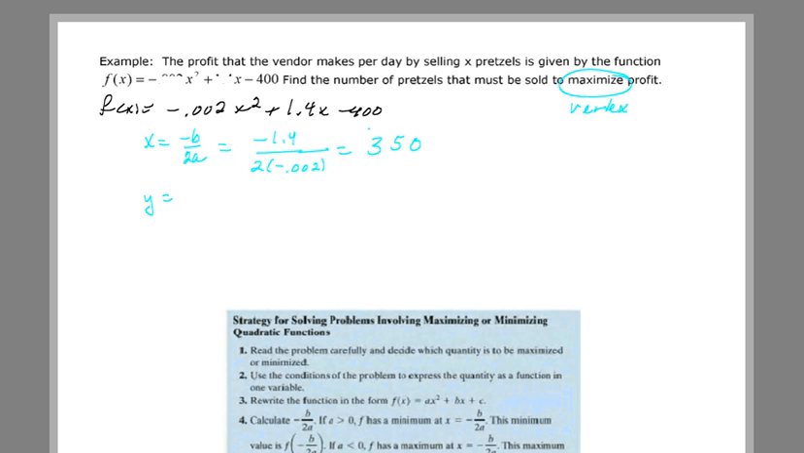Now remember, what does x represent? If I go back to my problem, x represents pretzels. So I've got 350 pretzels. What's the question that they're asking? I'm going to check that out first, because if I don't have to find the y coordinate, I'm not going to go ahead and find it. They want us to find the number of pretzels that must be sold to maximize profit. This answers their question. 350 pretzels will maximize profit.